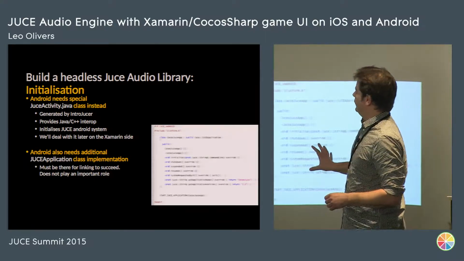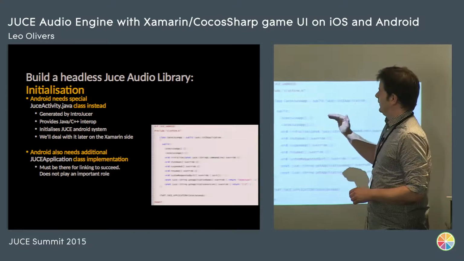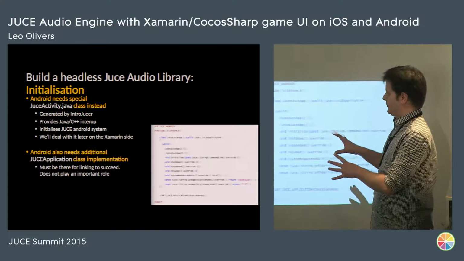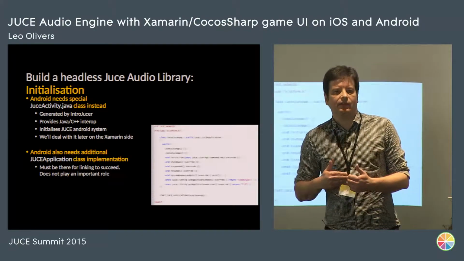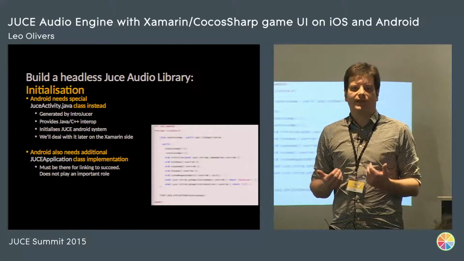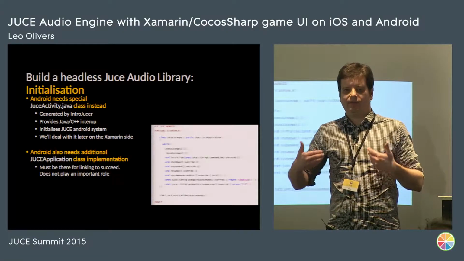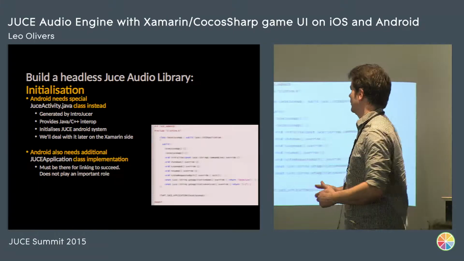Another thing you need to do, as far as I know, is to provide one additional implementation of a JUCE application class, only for Android here. And this can be a dummy class. It doesn't really play a big role. It just has to be there and callable in order to make the linkage of the dynamic library succeed.